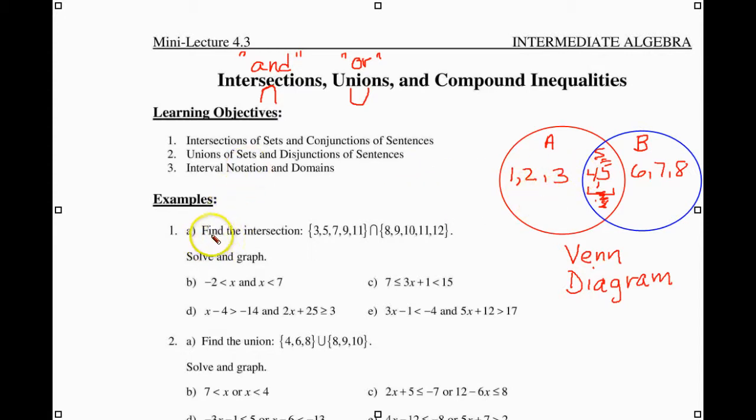Let's do this first example. It says find now the intersection of these two sets. So imagine that these numbers are in this circle of the Venn diagram, and these numbers are in this circle. So what we're looking for here is which numbers are in both. Well, there isn't a 3, there isn't a 5, there isn't a 7, but we see 9 is in this set and it's in this set. And we see 11 is in this set and in this set. So we would say the intersection of this would be, in roster notation, 9, 11.